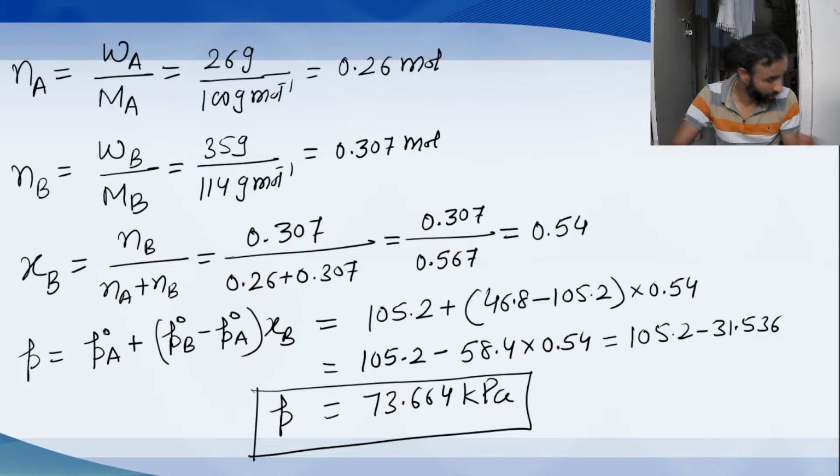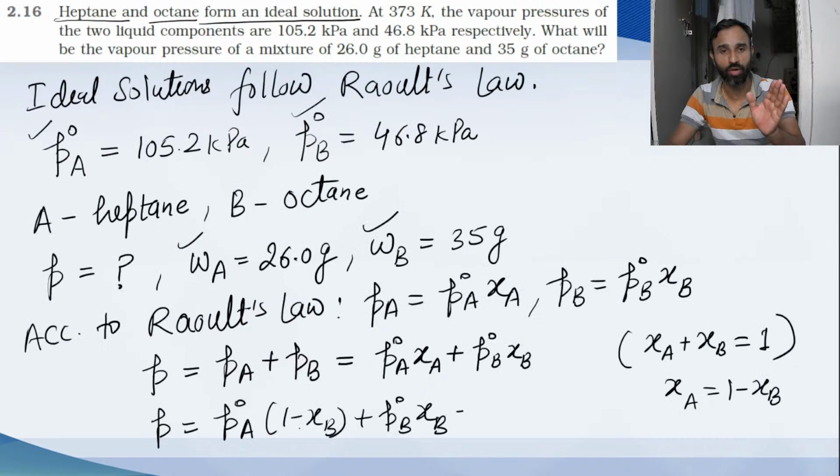Yes, beta, did you understand? So how do we approach the question? Got it? First, heptane and octane, it is given to us that they form an ideal solution. So here we get an idea that it follows Raoult's law. Then vapor pressures of the two liquid components are given. Pure liquid, P naught A and P naught B. We take first one, heptane as A, octane as B. Then we have to calculate vapor pressure of the mixture. So vapor pressure of the mixture, just use this equation.